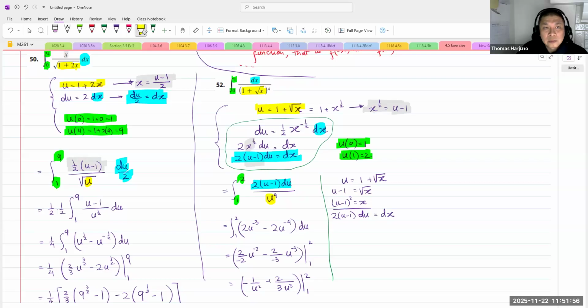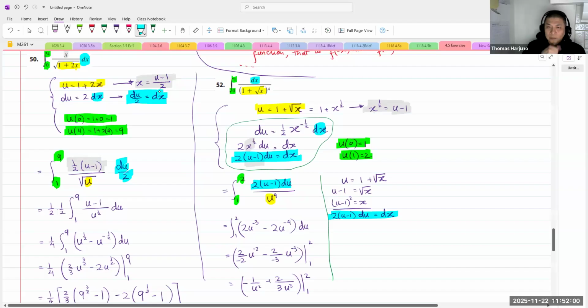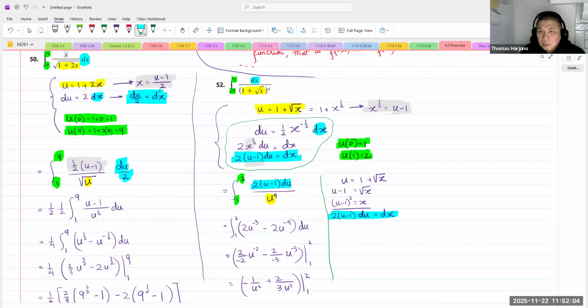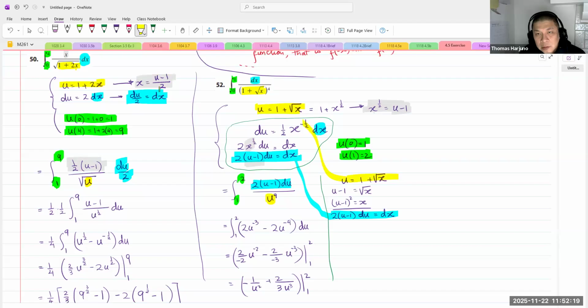Notice that, that's our blue color. Do you see that? So instead of me differentiating that first and then doing adjustment, I solve for x first, and then I differentiate. Okay?